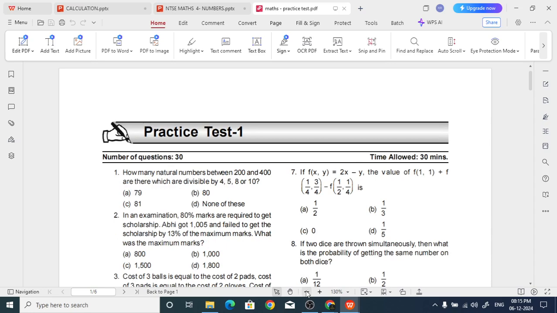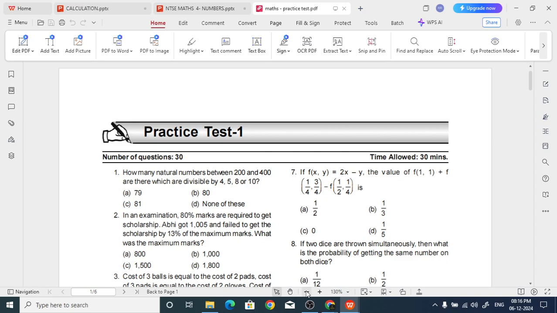Understand the question first. Sabari, can you read the question once? Yes, sir. In an examination, 80% marks are required to get scholarship. Abhi got 1005 and failed to get the scholarship by 13% of the maximum marks. What was the maximum marks? Option A 800, no, no, the options need not be read. Okay, so now, Abhi got what percentage of marks out of the total marks? Total is 100%, means what percent he got?